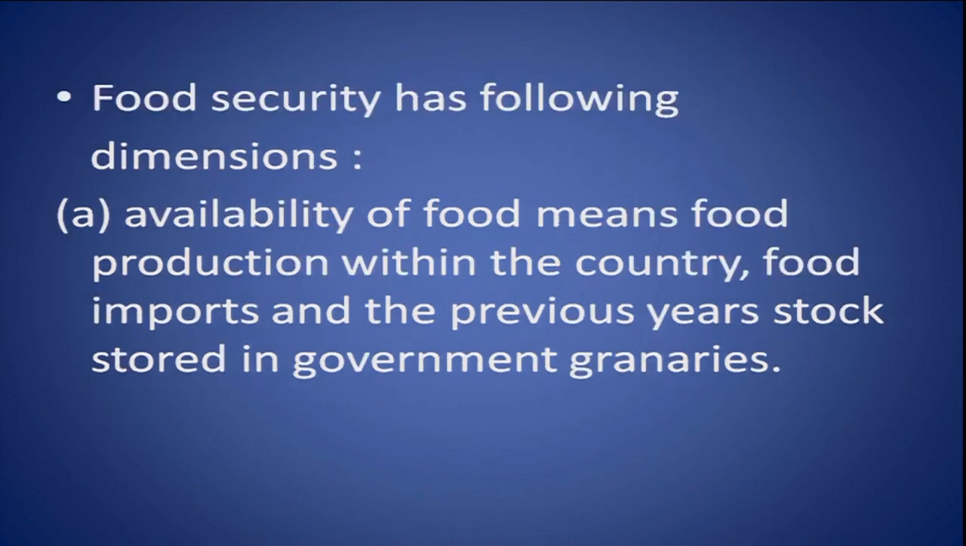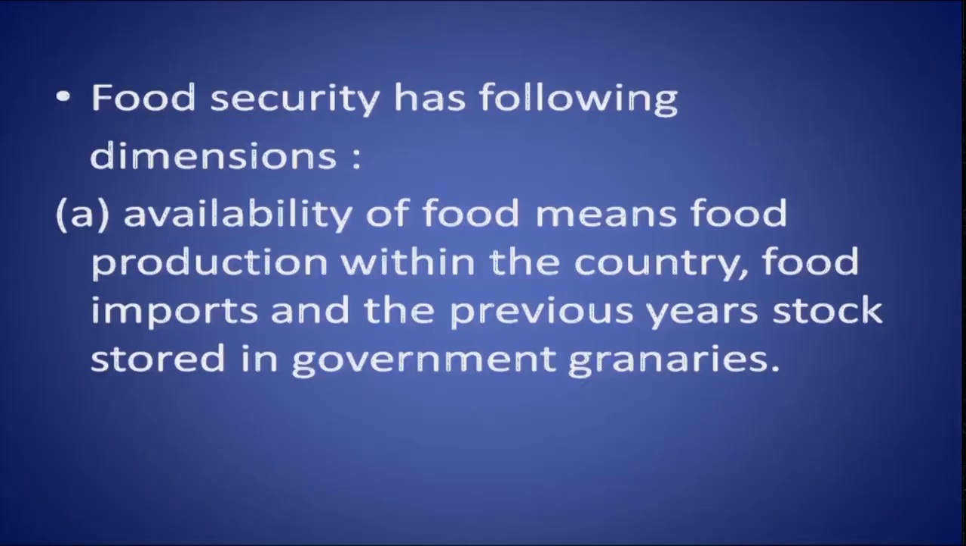Food security particularly depends upon three dimensions. What are those? As I have told you, accessibility, availability, and affordability. These are the most important dimensions of food security. Let us discuss what these three important dimensions are.